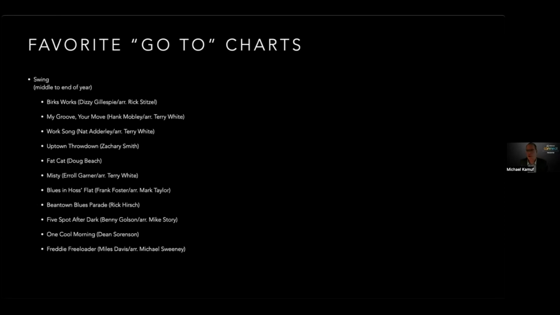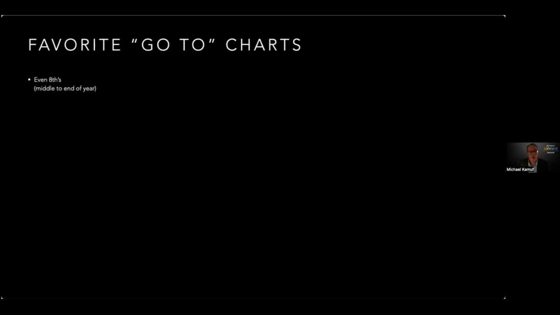Freddie Freeloader, Michael Sweeney's arrangement has an option to have the first chorus of Miles Davis's solo played by your trumpet section, or as a solo, or just as improv. It lies right in that wheelhouse of grade 1.5. And then Top Dog by Greg Yazinitsky, another one. This one's a little brighter, but it really works well for the beginning of the year.